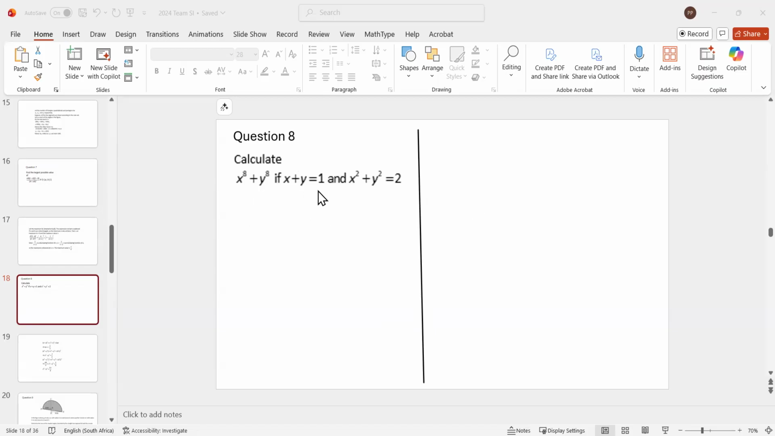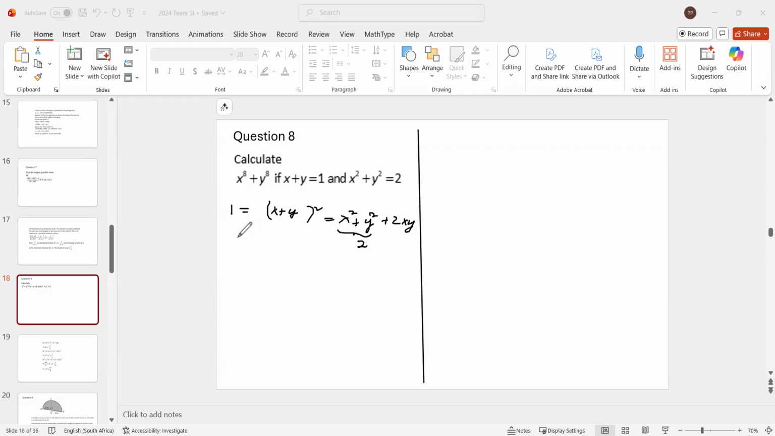So here, you're given x plus y, and you're given x squared plus y squared. If you examine these two, the one looks very much like the square of the other. So why not square x plus y? Now, 1 squared is 1. And then when you do that, you get x squared plus y squared plus 2xy. Generally, we write this x squared plus 2xy plus y squared, but I want to put the x squared plus y squared together. I know that this is 2, you see.